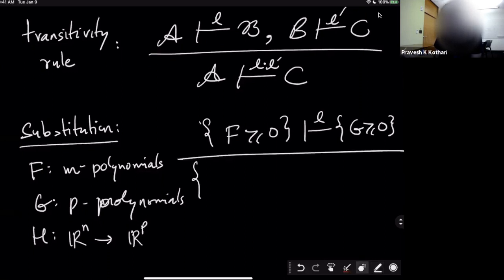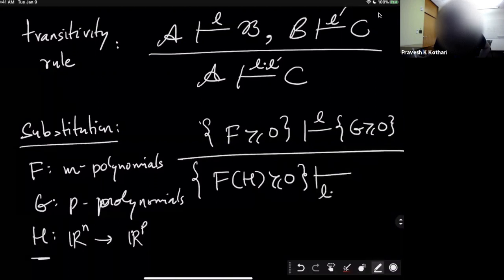F, let's say, is in variables x1 through xn. I'm going to replace each of the n variables by polynomials; H gives me a substitution map from the variables into some new variables. So H tells me, replace x1 by some other polynomial. Then this rule says that F of H bigger than or equal to 0 derives, in degree L times degree of H, G of H bigger than or equal to 0.